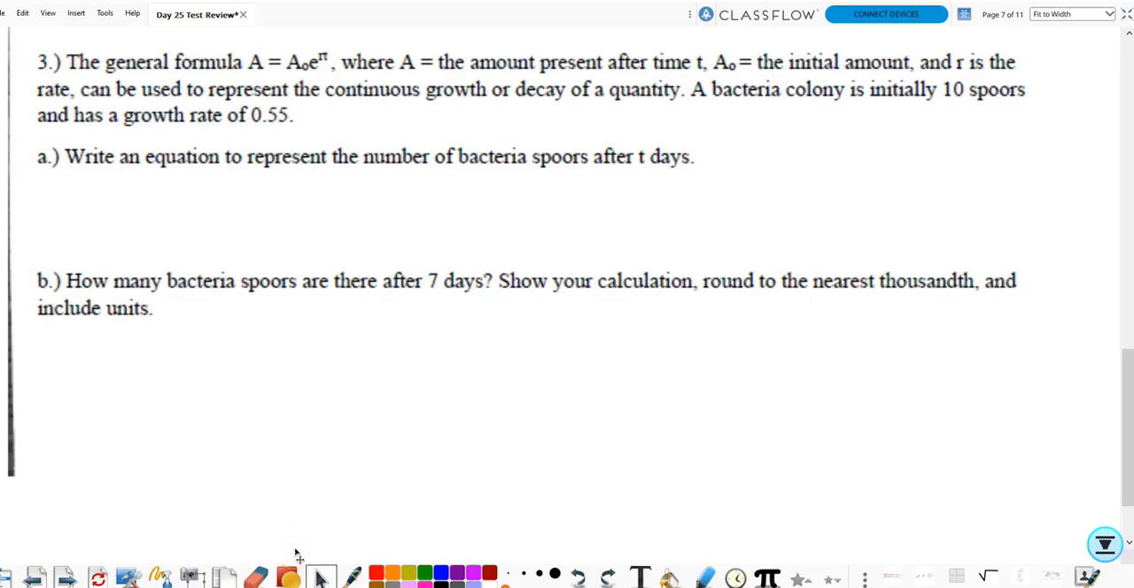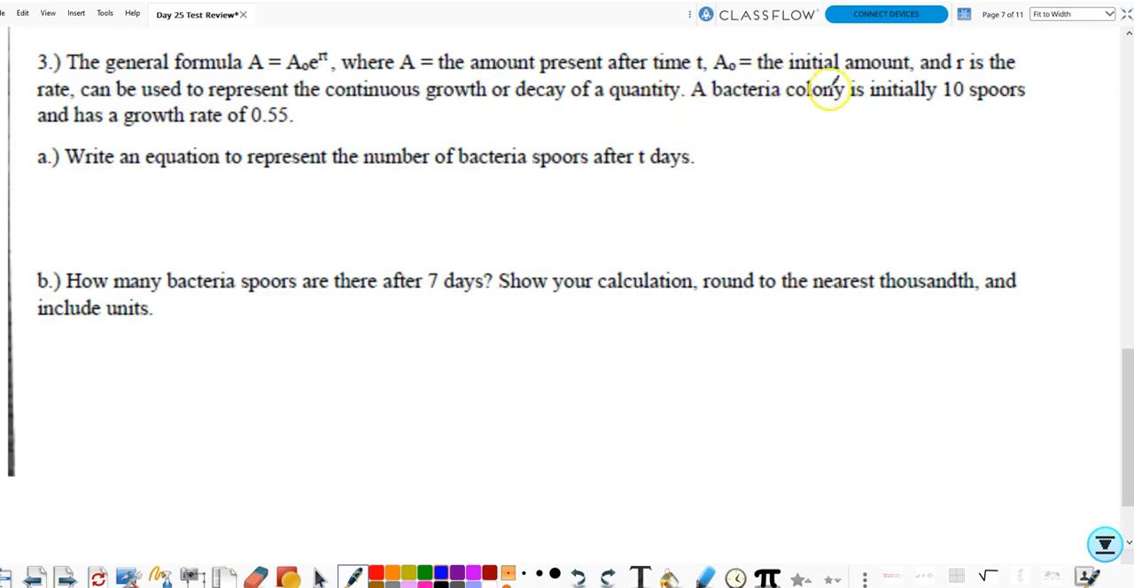So here are the new problems in the test review. Number 3, the general formula: A equals A sub 0 e to the rt. A is the amount present after time, A sub 0 is the initial amount, and r is the rate. This can be used to represent continuous growth or decay.